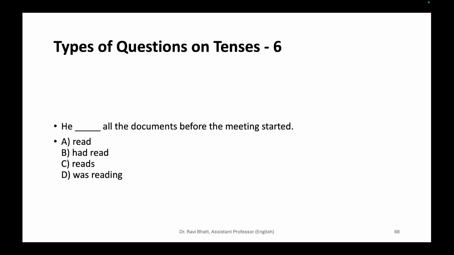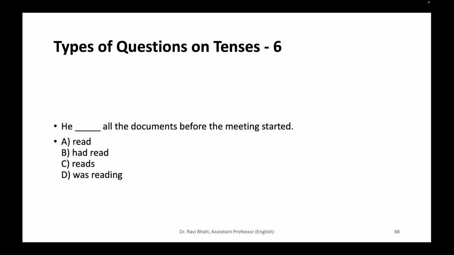Next one: he dashed all the documents before the meeting started. Now, what I've explained just now can very well be implemented here. If you observe very closely, there are two actions happening. For example, say there's a person named Rakesh. Rakesh has joined the company as an intern, and he's expected to attend a meeting of the board of directors. The board of directors had given him some documents to read before the meeting so that he can brief them about the agenda.